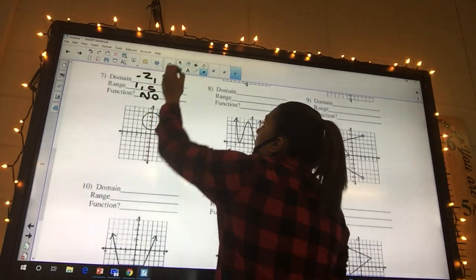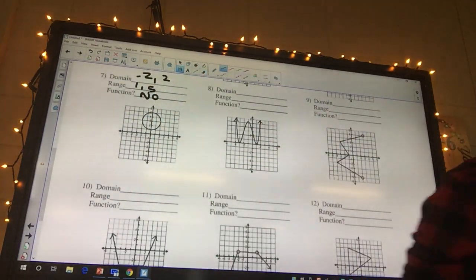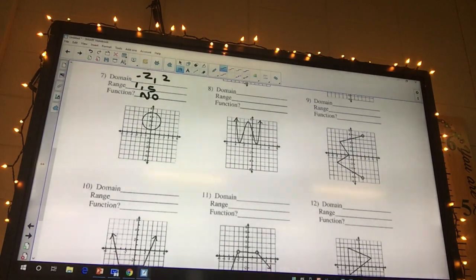Oh, yeah. Are you trying to erase that circle? No, I drew dots on it. I was just erasing it.